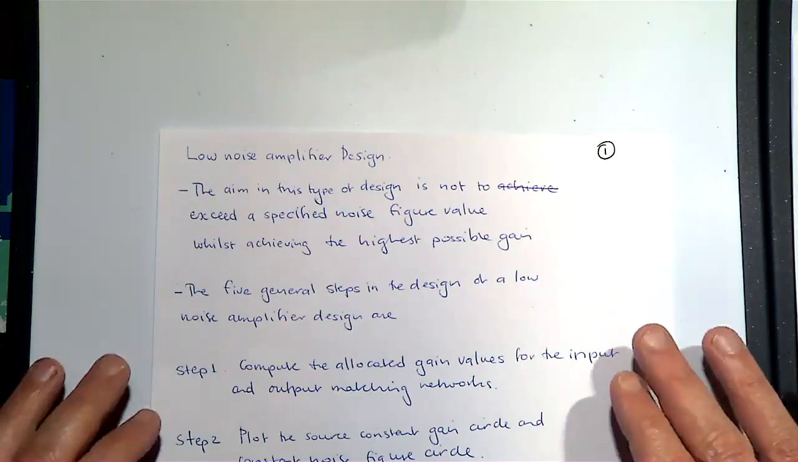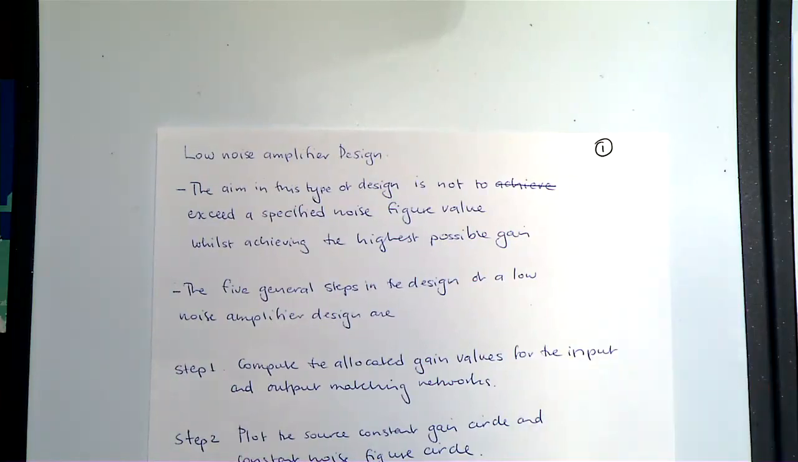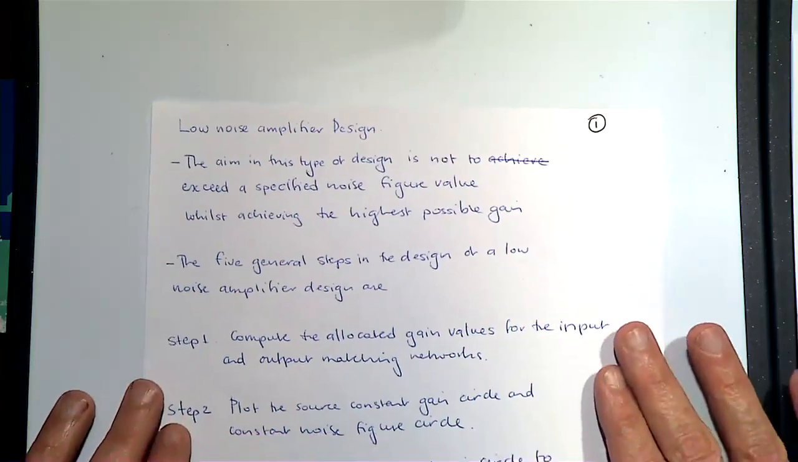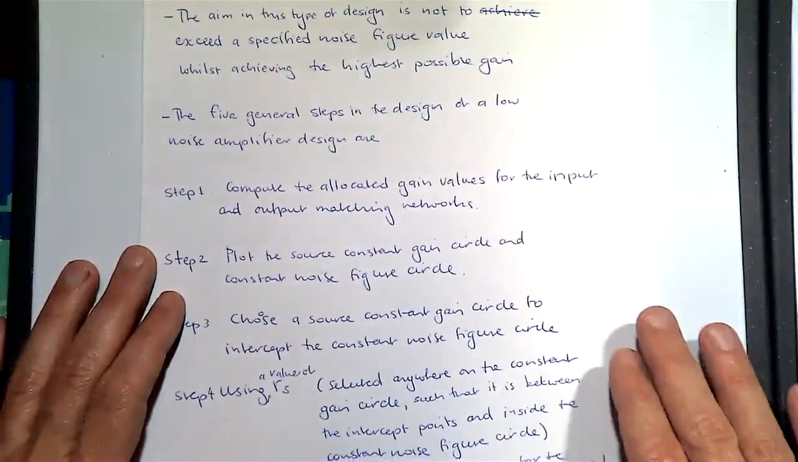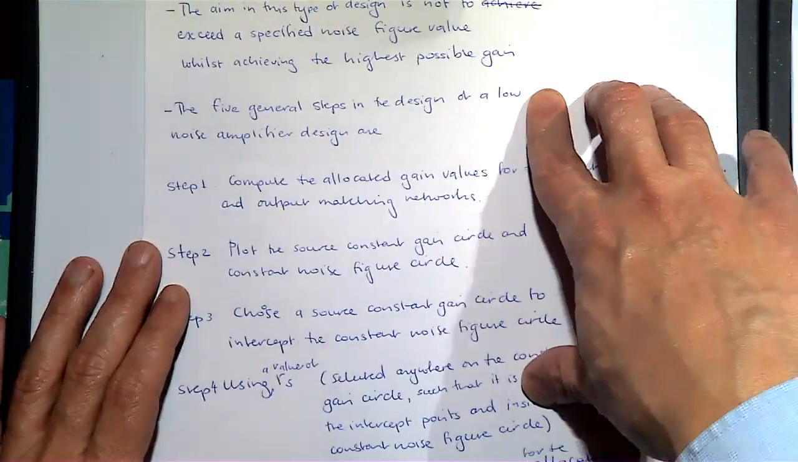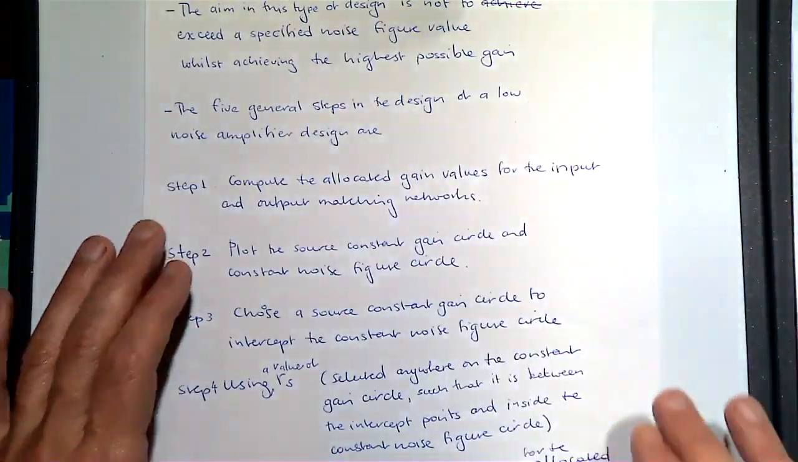Okay? And generally, what I've done for you is split it up into steps so you can go through step by step, a more recipe-like approach, in order to work out how you achieve a particular noise figure for a particular gain. So the 5 general steps in the design of a low noise amplifier are as follows.